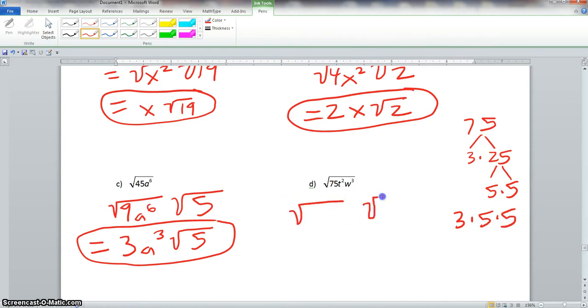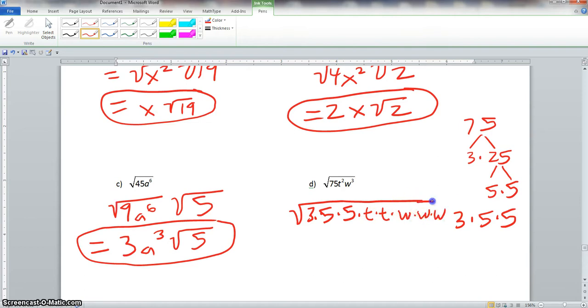So we put our two square roots here. Under this square root, well, actually, we could just do the one square root. Let me do it like that. Since we're doing the prime factorization, we would write down 3, 5, and also 5. Now, t squared, we could write as t times t, and w cubed, we could write as w times w times w. Now remember, all this is under the radical.